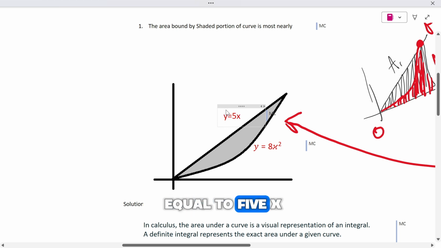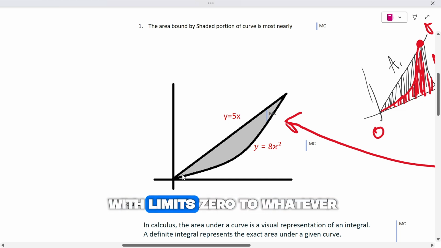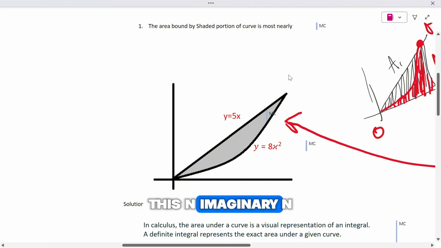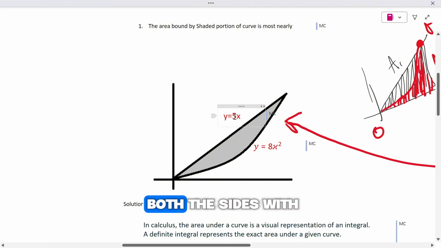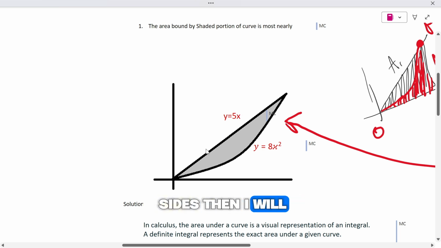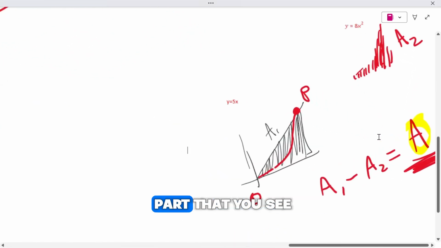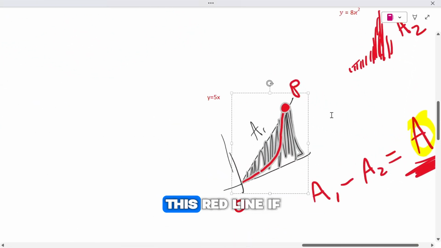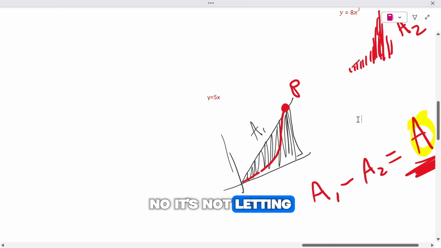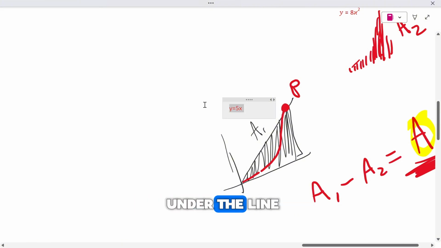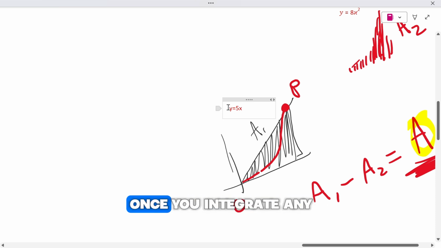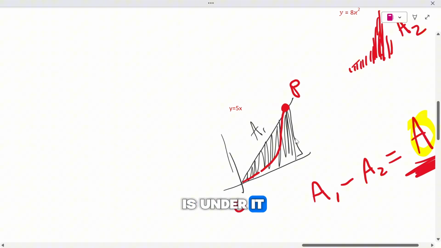For example, for y is equal to 5x, I integrate with limits 0 to some imaginary n. If I integrate on both sides with those limits 0 to n, then I will get this particular shaded part that you see over here. I will even delete this red line if it's possible. No, it's not letting me do that. This entire triangle that you see here is basically the area under the line y is equal to 5x. So I hope you all understood the point. Once you integrate any equation, that will give you the area under it.